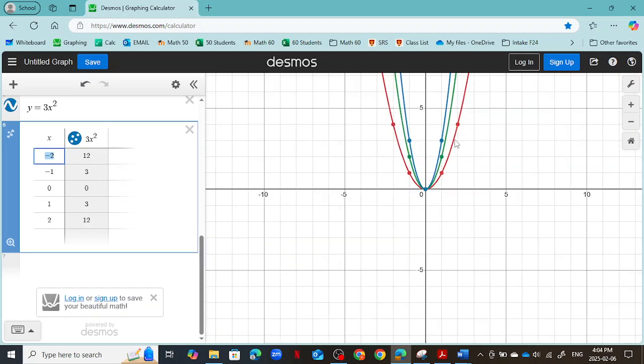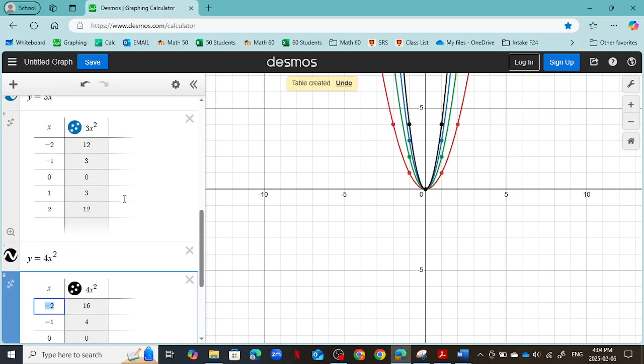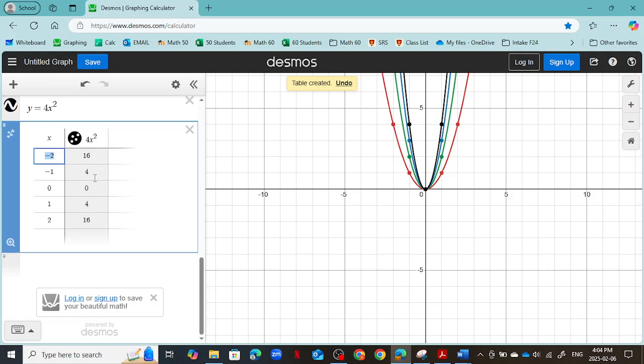So this blue graph is even narrower than the green graph because it got vertically stretched more. If I was to put in like a 4, it's going to stretch it by a factor of 4. It got even narrower. If I looked at the table of values, it goes over 1 and up 4, right? 1 times 4 is 4. Instead of over 2 and up 4, it goes over 2 and up 4 times 4, so it goes up 16. It's getting narrower and narrower. It's getting more and more vertically stretched.